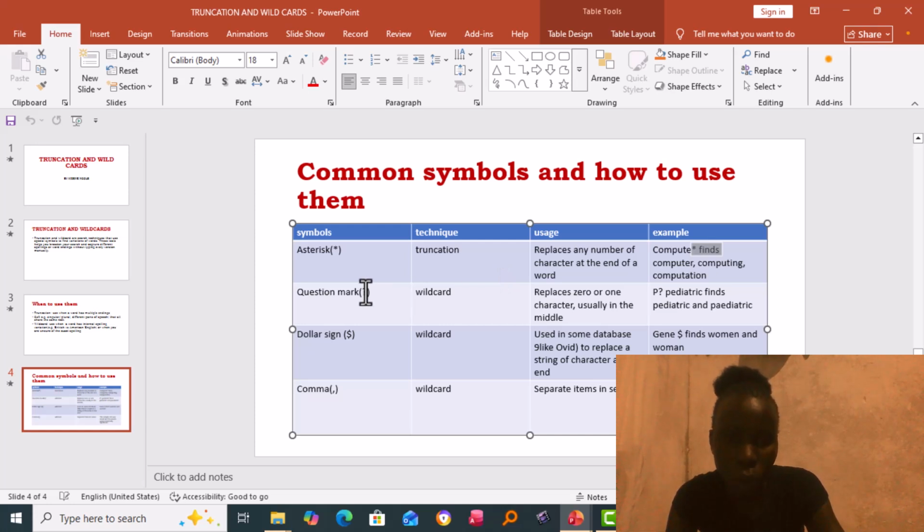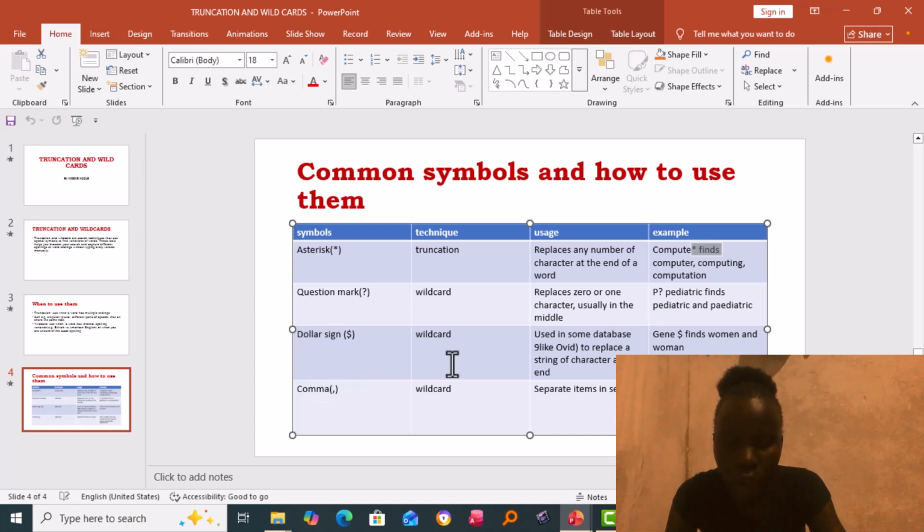Then we have the question mark, which is a wildcard. It replaces zero or one character, usually in the middle. For example, you can put p, then a question mark, and it will find pediatric and paediatric. This is for when you are unsure of the spelling. Then we have the dollar sign, a wildcard used in some databases like Ovid to replace a string of characters at the end. For example, you can put wom$ and it can find women or woman.